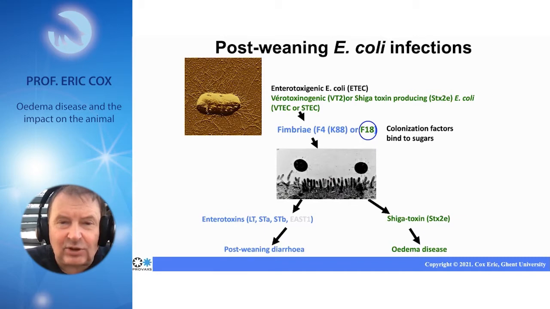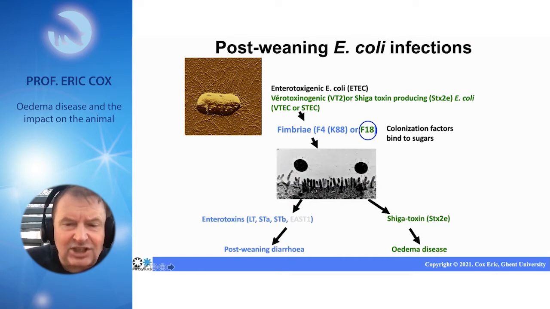You have the enterotoxigenic E. coli and the Shiga toxin producing E. coli, which are also called virotoxigenic E. coli. So both names are used in practice and are equally well used or equally allowed. The enterotoxigenic E. coli, they produce enterotoxins, which you probably know. The LT is the thermolabile enterotoxin, and two thermostable enterotoxins, STA and STB.